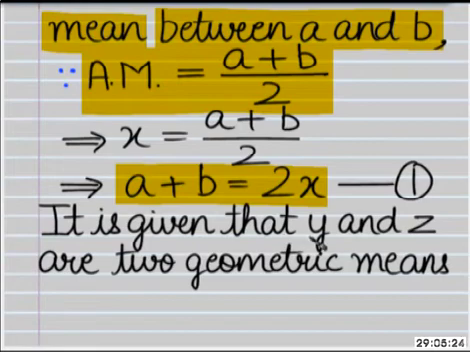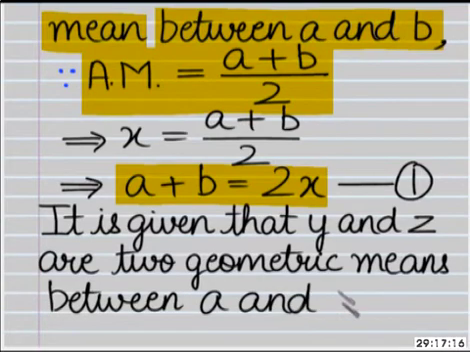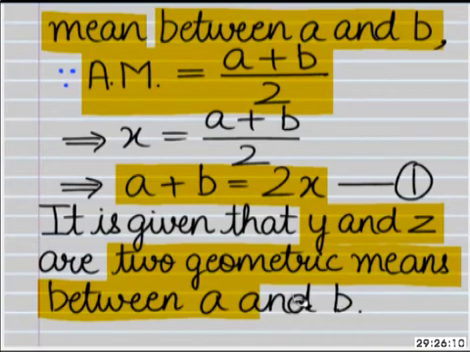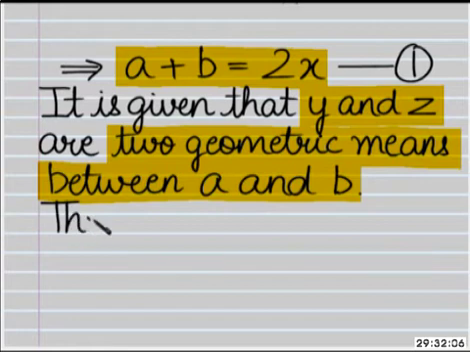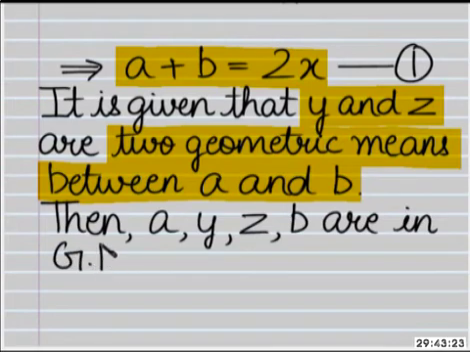Also, it is given that y and z are two geometric means between the two numbers a and b, then we can say that a, y, z, b are in GP, that is geometric progression.